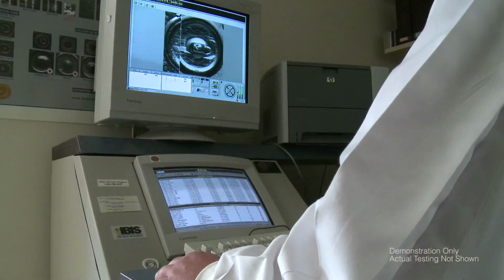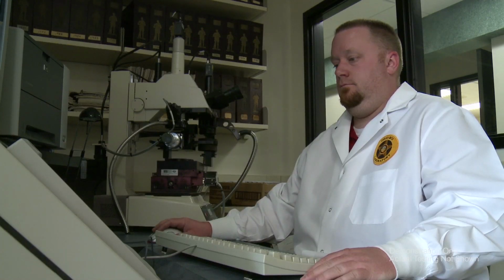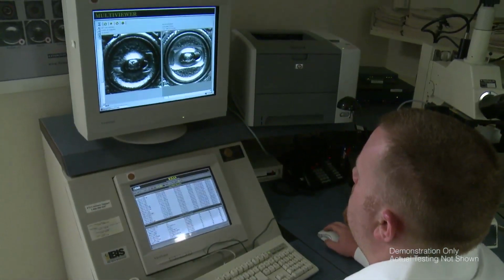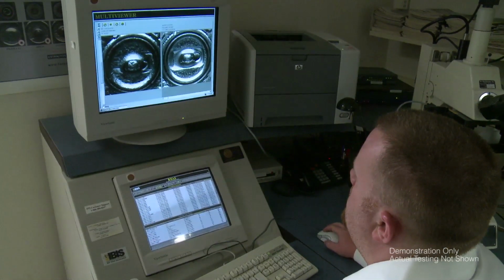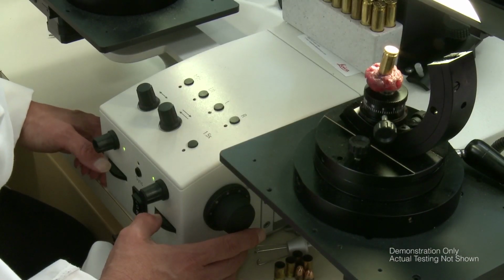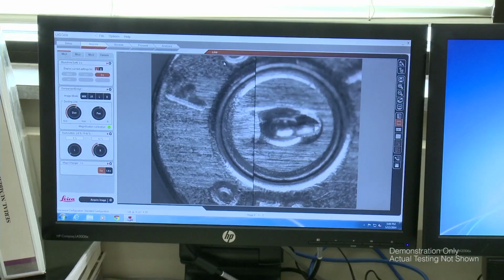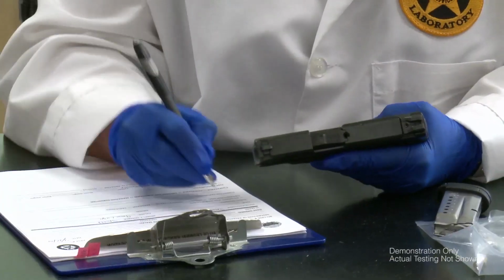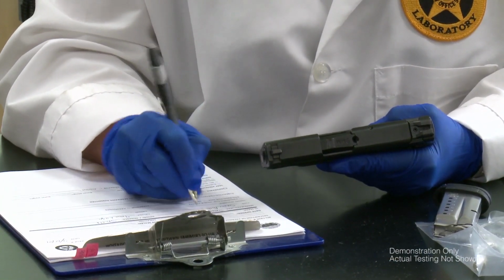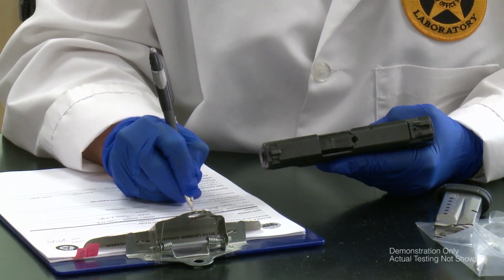NIBIN is the National Integrated Ballistics Information Network. We can enter a picture of that cartridge case, the breech face, and try to match it up with the others that are in the database. If we get a hit, what we call a hit, we will look at it on the computer, and then if it was, we will call for the actual cartridge case. If we enter the cartridge case and it doesn't come back with a match, it stays in the system to be matched for future reference with other cartridge cases.